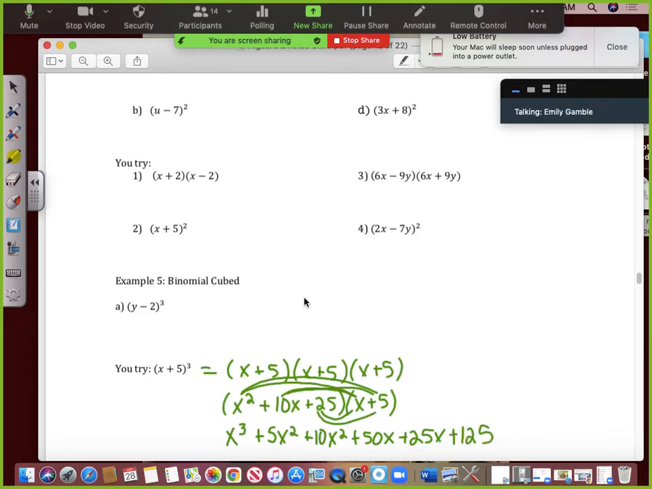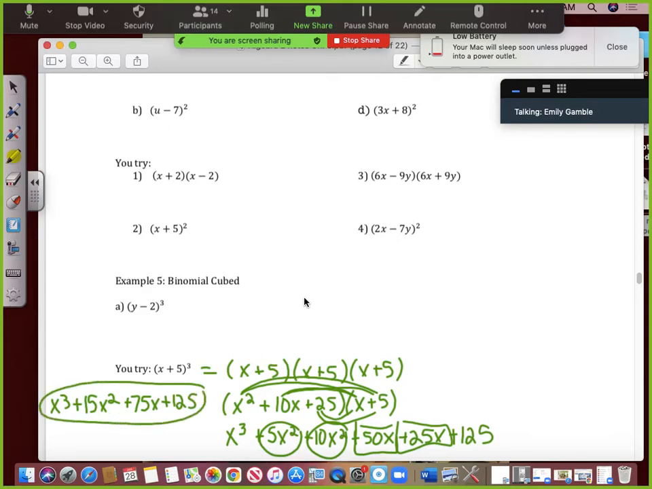Then you would just go through and combine any like terms. X to the third power does not have any like terms, but 5x squared and 10x squared can be combined together to be 15x squared. 50x and 25x can be combined to be 75x, and then plus 125 at the end. So that would be the final answer for that type of problem.